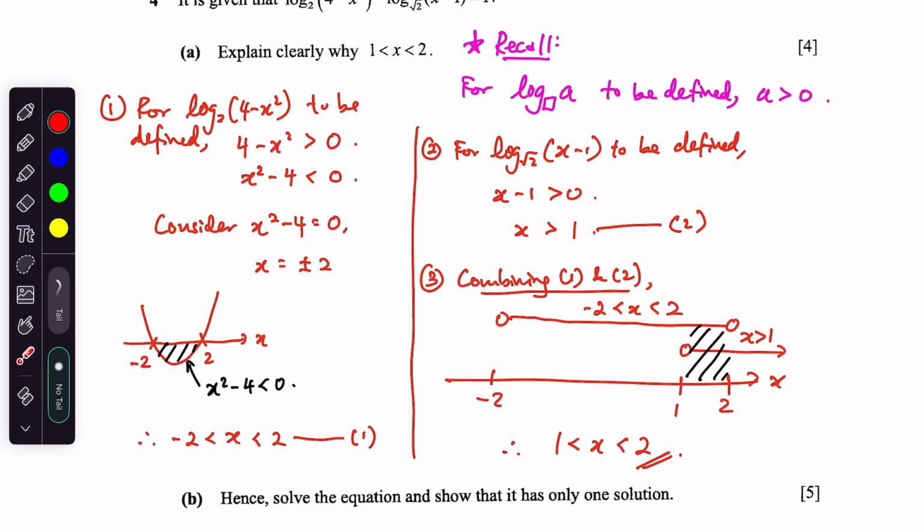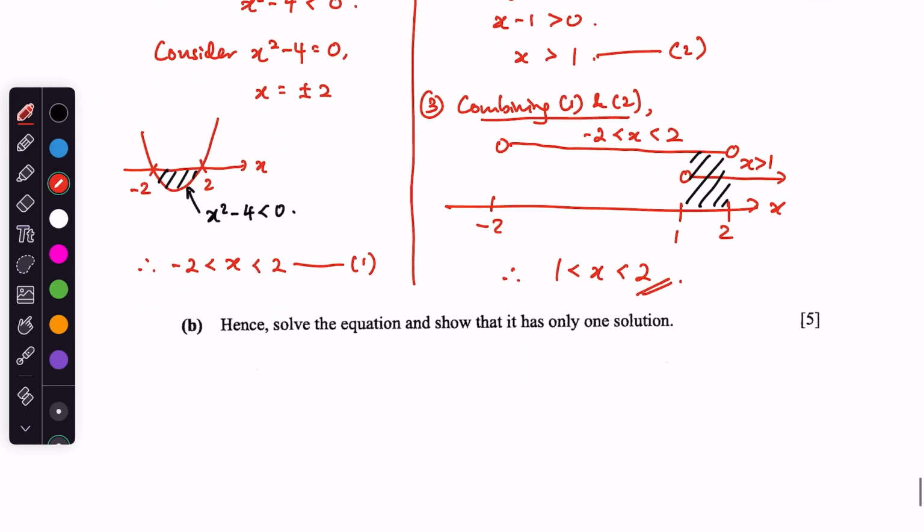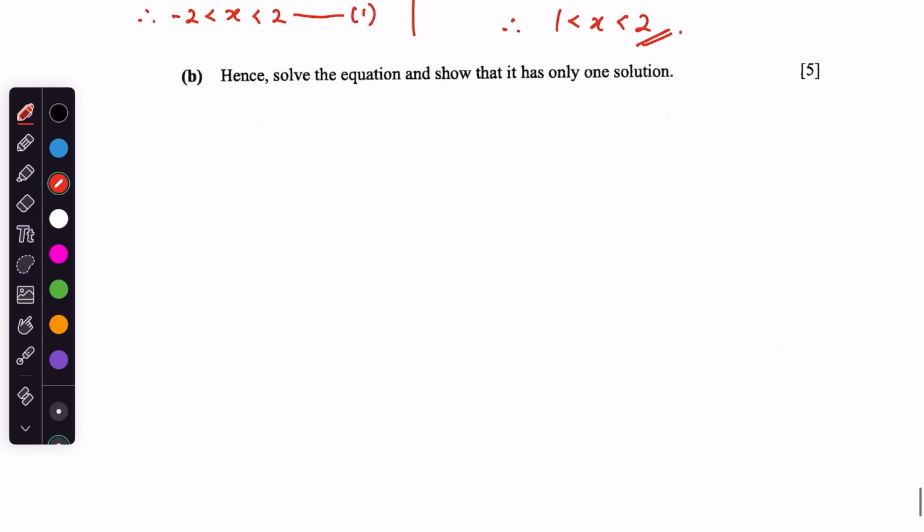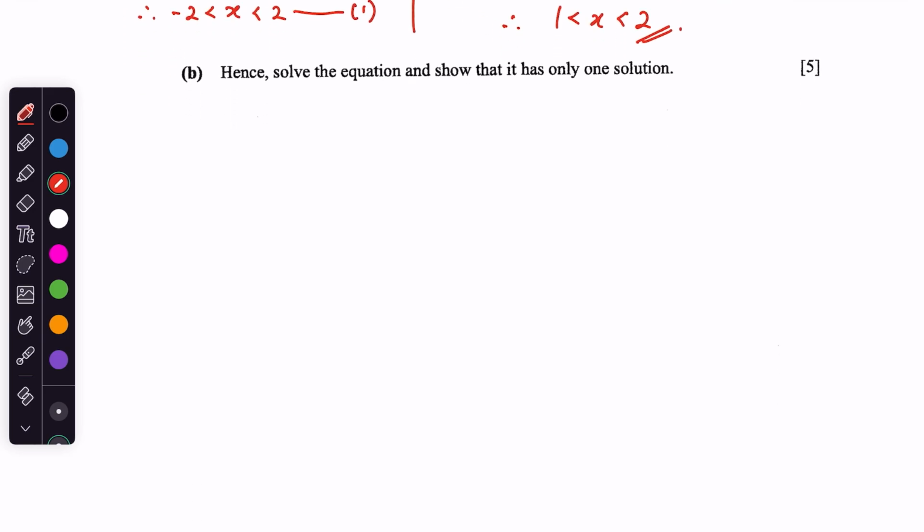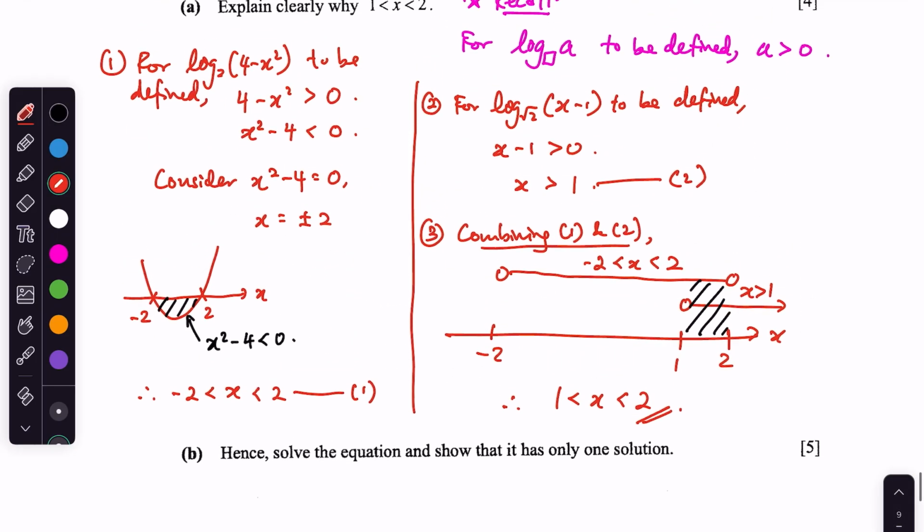So yeah. Okay, part B. Hence, solve the equation and show that it has only one solution. Based on the hence part, and that we just showed what the range of values of x is, most likely we will get more than one solution, and we should have to reject one of them. So let's solve this equation. Let's copy it out first. So I have log base 2 of 4 minus x squared minus log base square root of 2 of x minus 1 equals 1.